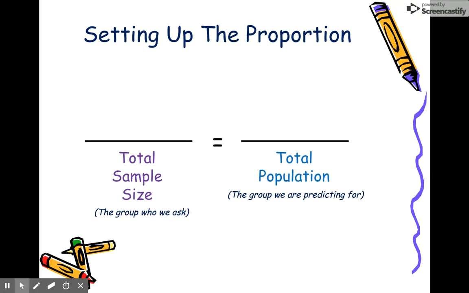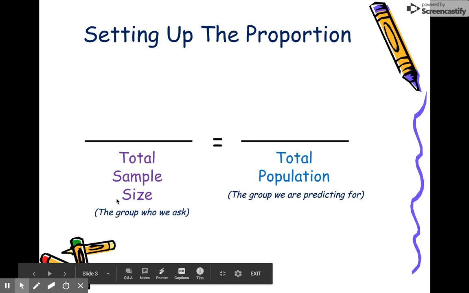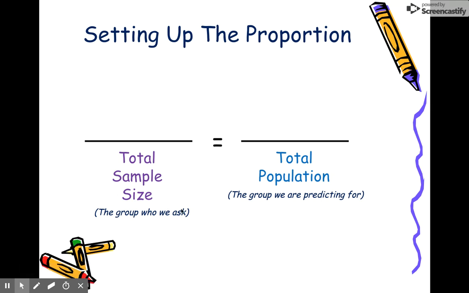The total population is going to be the number of people that go to PCTI. So we're going to use the number 3,300. But again, those are the bottom of the fractions. They're always totals. One is the total of the sample size. The other is the total population. The total sample size will always be the smaller one.